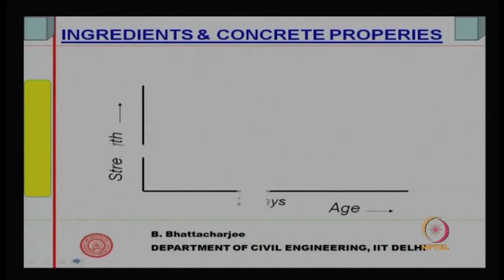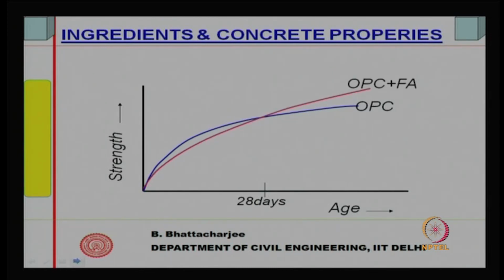The strength part is important. If you see strength for concrete without fly ash, it is something like this, and if I have fly ash concrete, let us say I design for identical 28 days strength, the early strength will be less, but the long term strength is much higher. Now, if you recall, we looked into the microstructure development of this material when we were talking of cement and hydration of cement, etc.